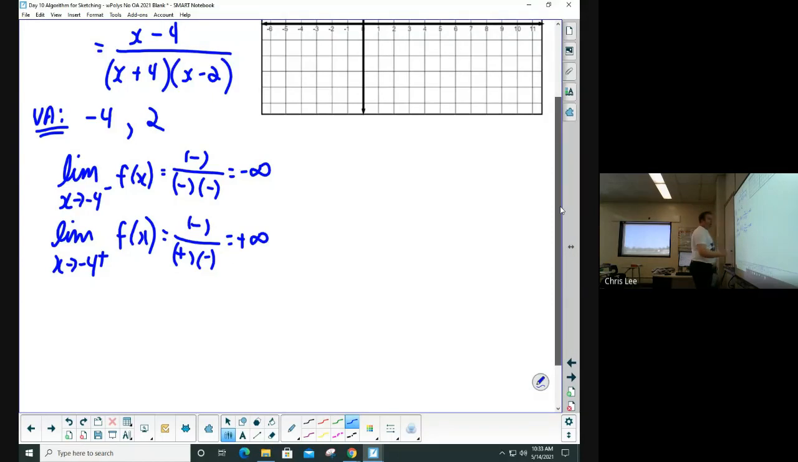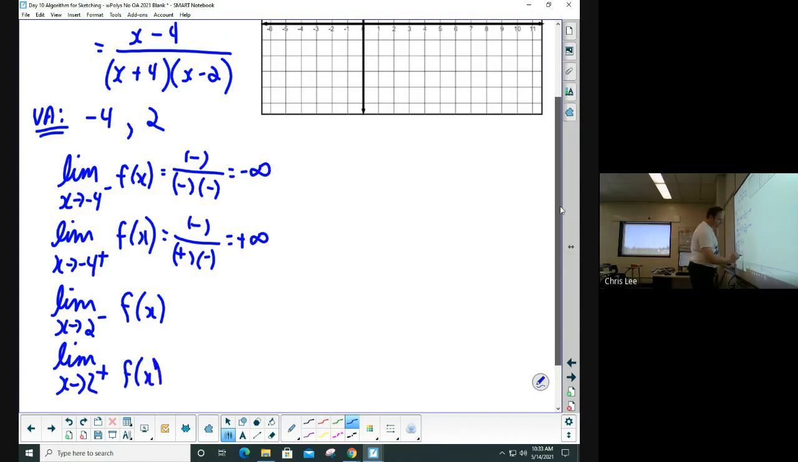We also have to test the limits on 2, from the left and from the right. Imagining a number like 1.9 and 2.1. 1.9 minus 4 is going to be negative, plus 4 is going to be positive, minus 2 is going to get me in the negatives. So that's going to be a positive infinity. And 2.1 minus 4 plus 4 minus 2 is going to be positive this time.